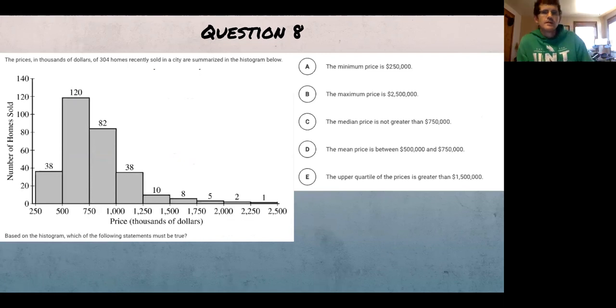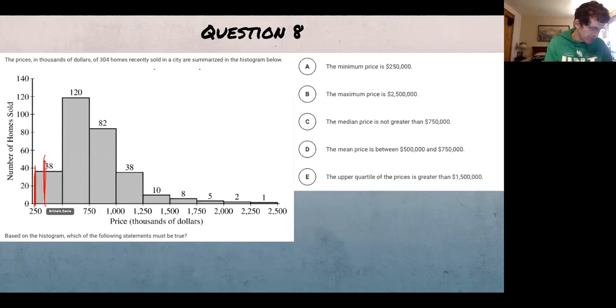Okay. The prices in thousands of dollars for 304 homes recently sold in a city are summarized in the histogram below. Based on the histogram, which of the following statements must be true? The minimum price is $250,000. Remember, we talked about this. This is a bin. That doesn't have to be true. Maybe it's at $250,000, but it could very well be $200,000 or $300,000, because these are pretty big bins. So no, that doesn't have to be true.